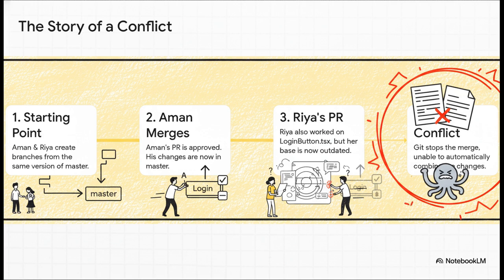So when she goes to merge her PR, Git just stops. It basically throws its hands up and says, whoa, hold on. The code in master has changed since you started, and your changes are trying to edit the exact same lines. I don't know what to do.